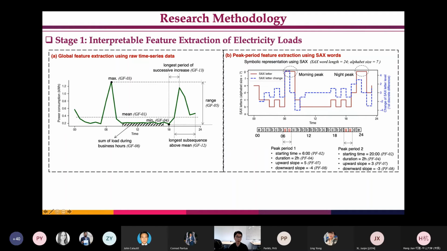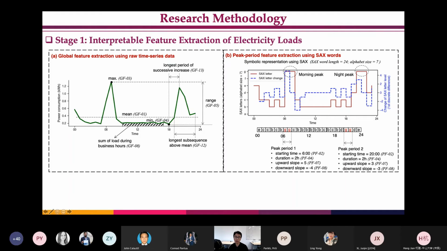These pictures show we developed a method to extract two kinds of features. One is the global feature, where we can get features like the maximum value, the minimum value, the range, the longest period of successive increase, and the longest subsequence above mean. This is quite a conventional global feature.